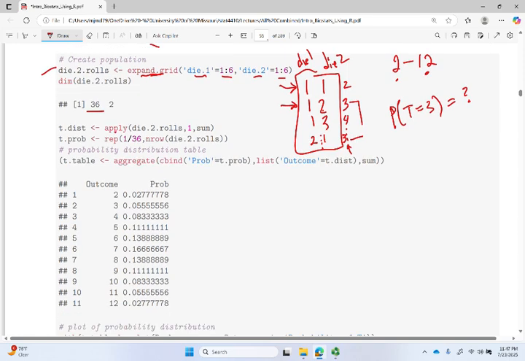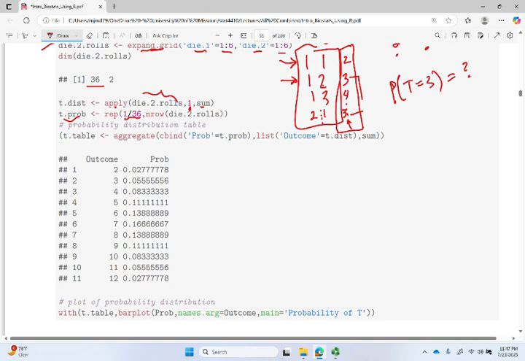So what this apply function does is it takes this matrix or data frame over the rows. If it were column, that'd be a 2, and we're going to add them. So the t.dist is this vector of all possibilities. And then I'm going to create another vector with only 1 over 36 going down it. So t.prob has 36. It's a vector of 36 with 1/36 in each of those.